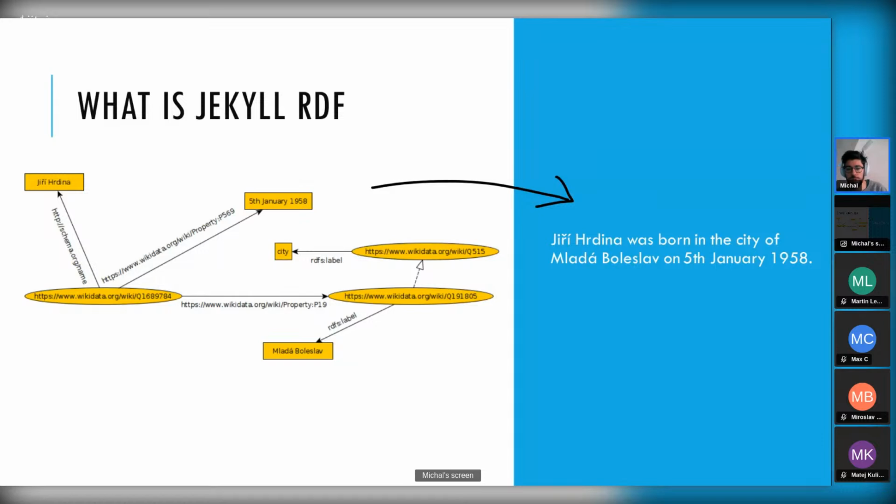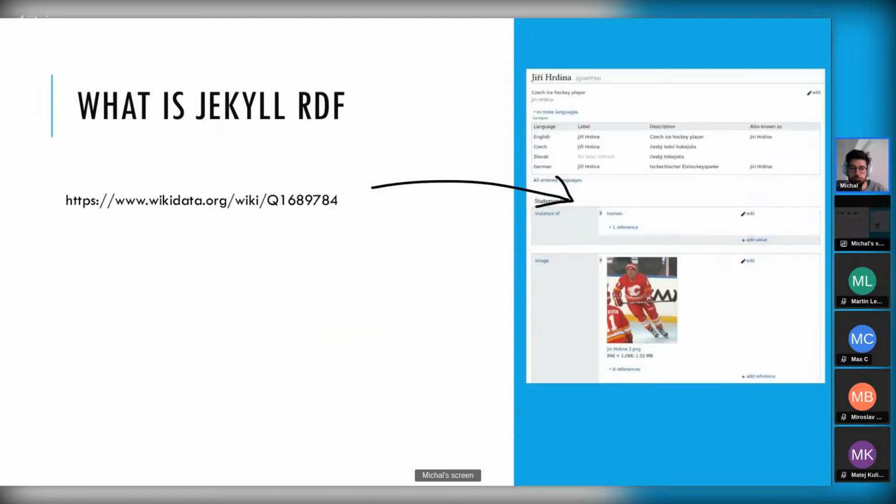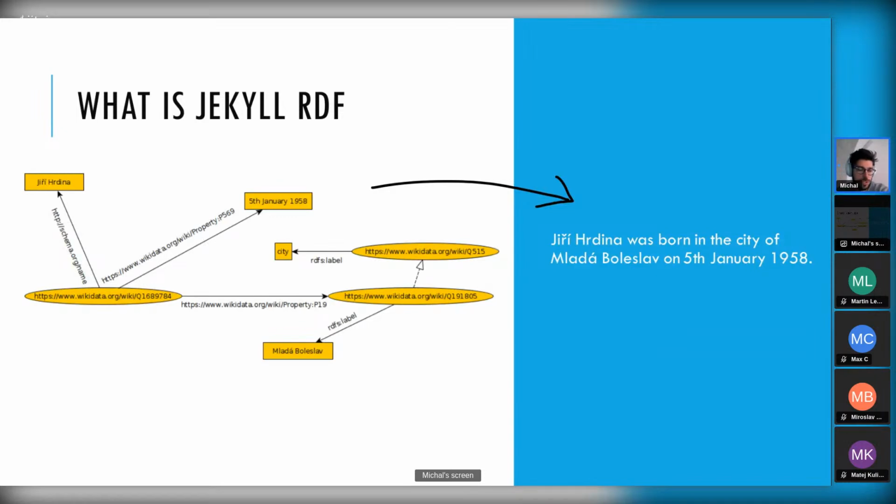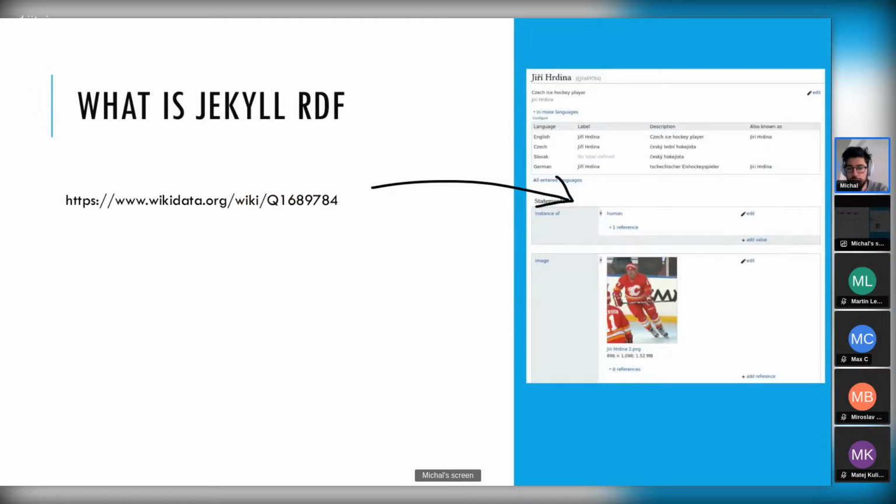So Jiří Hrdina was born in the city of Mladá Boleslav on the 5th of January 1958, which is exactly what is in the graph on the left side. But as we are teaching our students in the semantic web ontology subject, we tell them that the difference is that if you do it from the semantic web side, the computer understands the meaning of the sentence. So basically, if I look into this resource, Wikidata Q1689784, this is how it is rendered on wikidata.org.